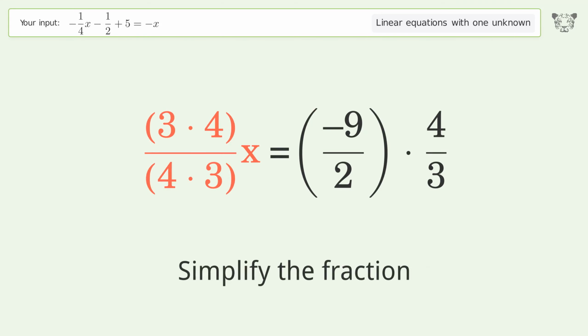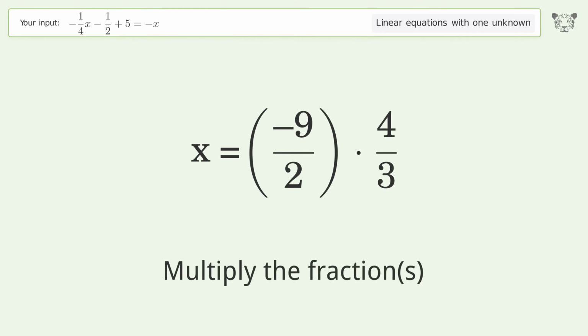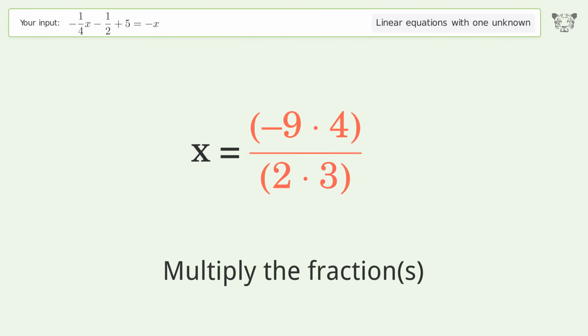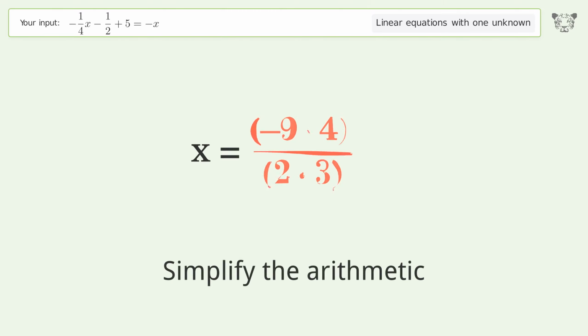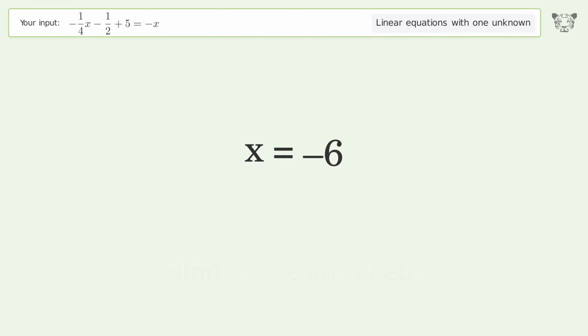Simplify the fraction. Multiply the fractions. Simplify the arithmetic. And so the final result is x equals -6.